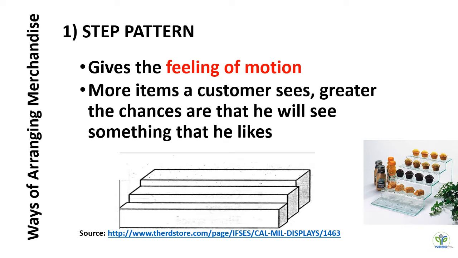There are 5 common ways of arranging merchandise which we are going to learn in this lesson today. So our first one is the step pattern. It gives the feeling of motion. The more items a customer sees, the greater the chances are that he will see something that he likes.